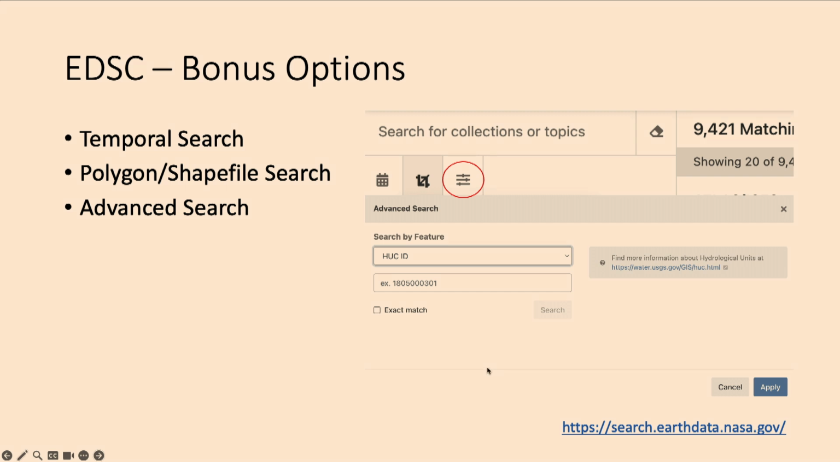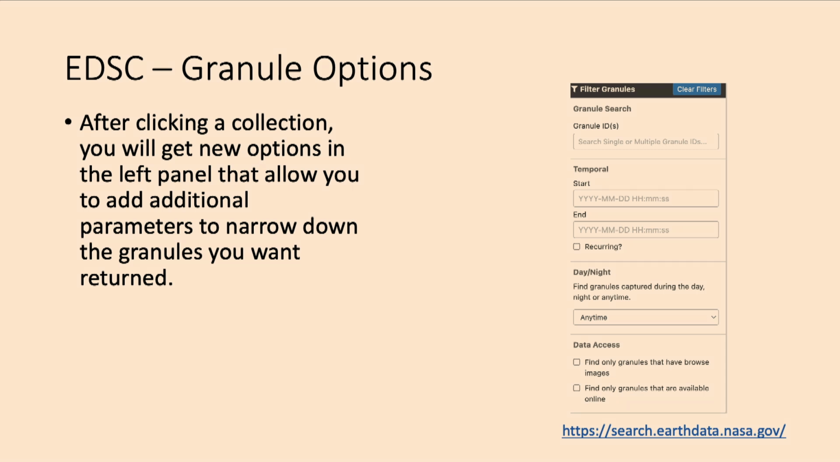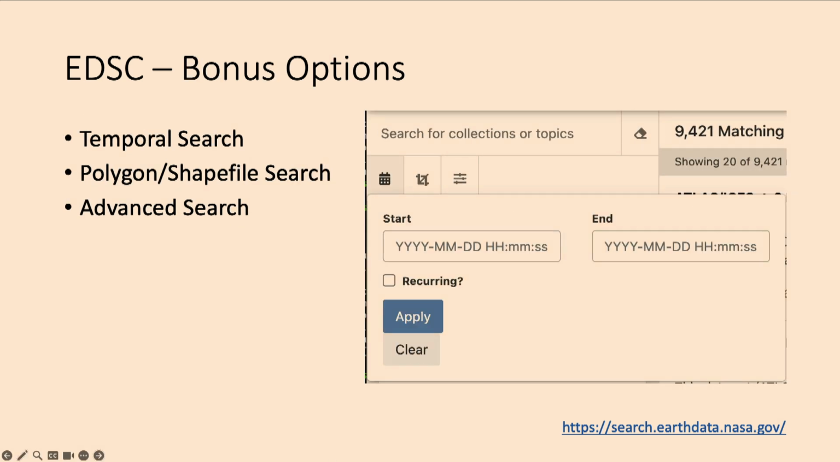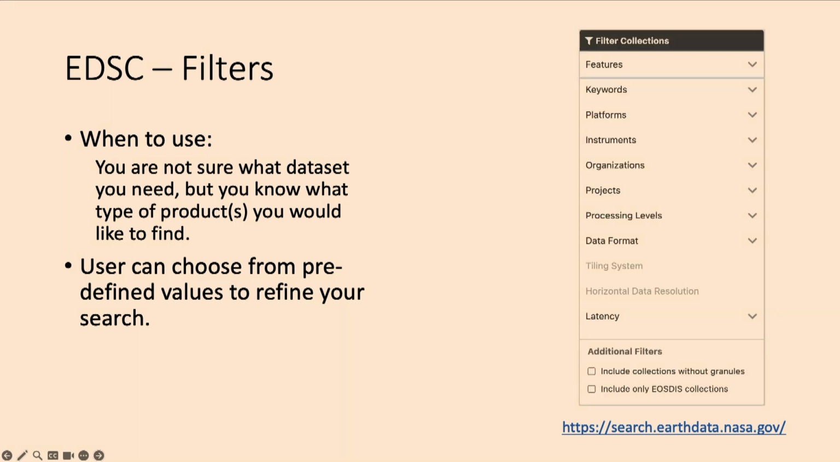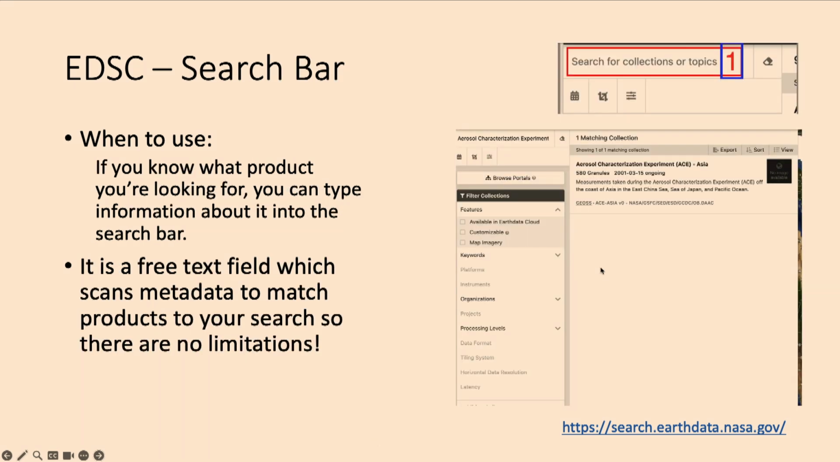Everything that we've seen up to this point has been for just finding the initial data sets, which are called collections in Earth Data Search Client. Once you click any of those boxes that come back in the results, and I should just go back and show you those boxes again. It's a little far back. Okay, right here. These are the search results.